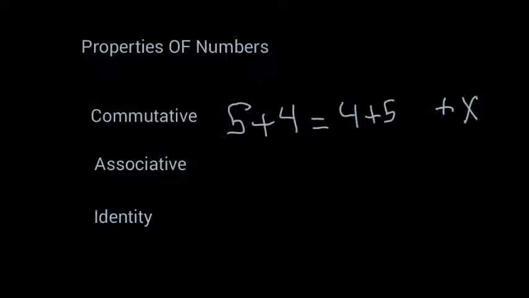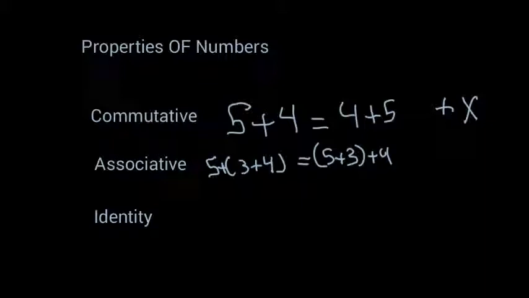Associative means we're going to change who we associate, and to be associative you have to have parentheses. So if we have 5 plus parentheses 3 plus 4, that is the same as 5 plus 3 plus 4. So if we work this out, doing the parentheses first, 3 plus 4 is 7, 7 plus 5 is 13, or 12, sorry. If we did it the other way, 5 plus 3 is 8, plus 4 is 12. So we changed who we associated with, but we didn't change the value of the number sentence.